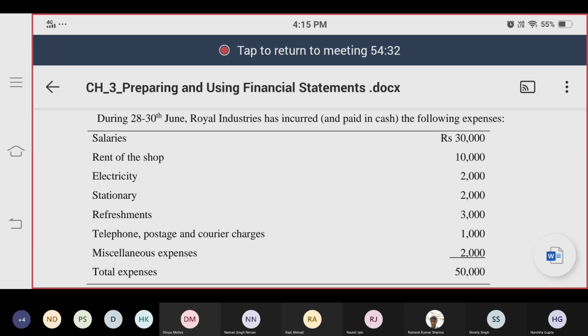They have paid electricity for 2,000. They have paid stationery for 2,000. They have paid refreshments for 3,000. They have paid telephone, postage, courier charges. They have paid miscellaneous expenses. So total expenses that they have made are 50,000.